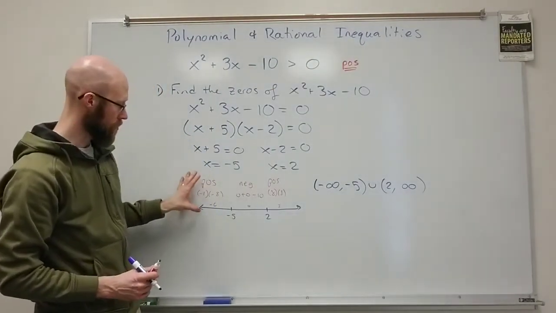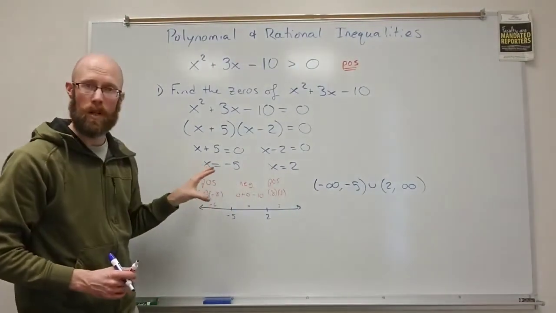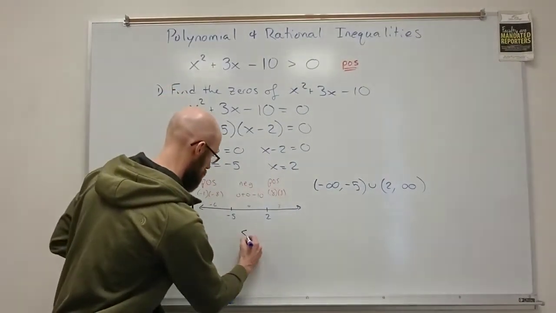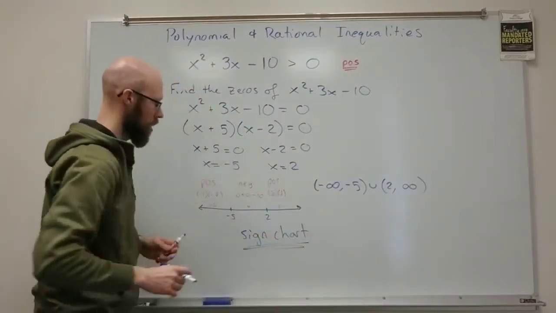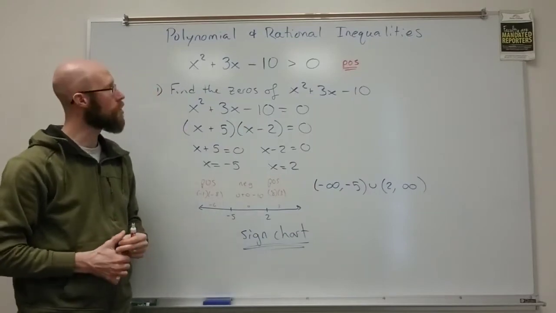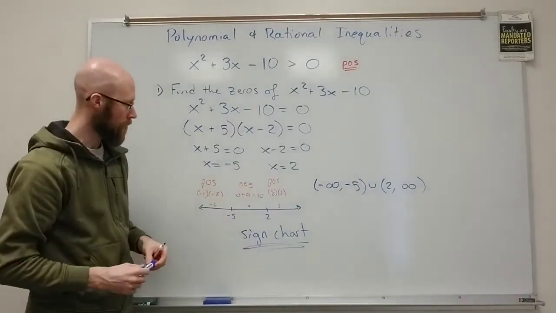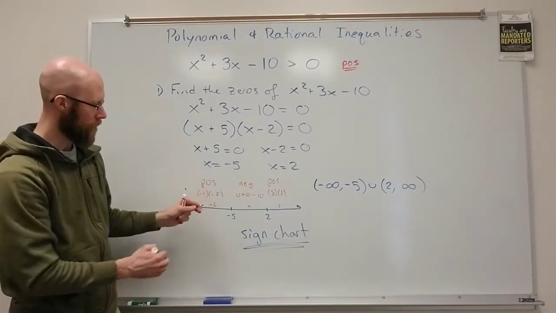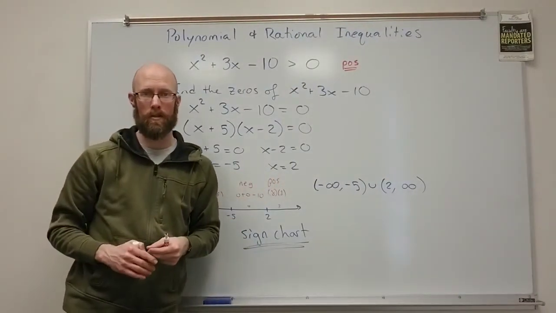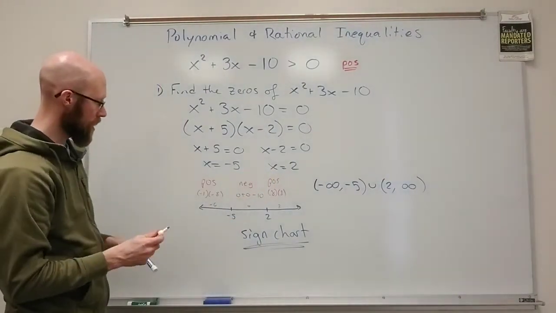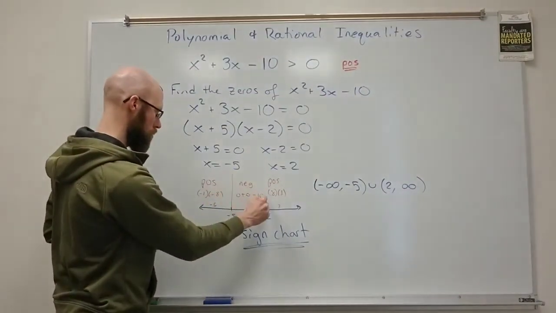Okay, so that gives me a pretty good idea. This little diagram here is what we call a sign chart. I will be asking you to solve inequalities using a sign chart, so you have to write all this out. It's called a sign chart because it determines whether the function is positive or negative in each of the corresponding intervals.